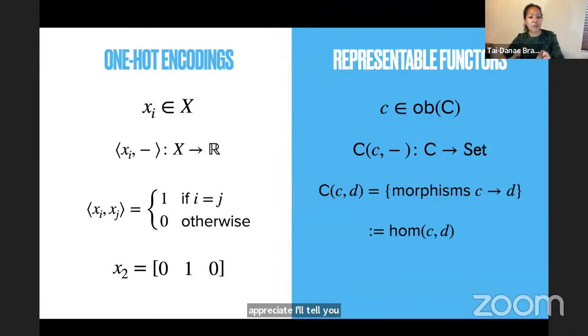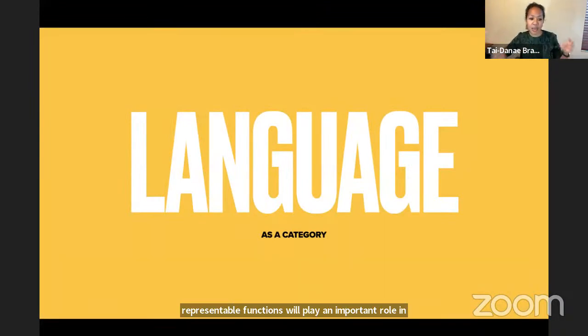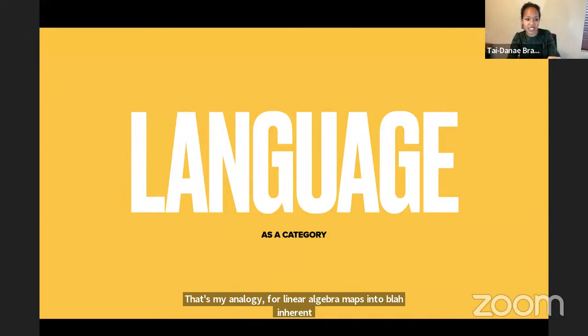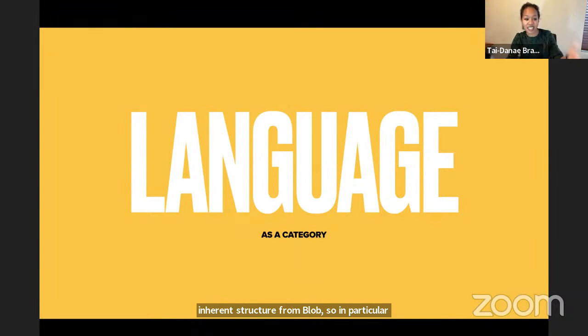I'll tell you why later, not now, but I like to think of representable functors as analogous to these one-hot encodings, because just like any other vector is built up from one-hot encodings, similarly, any other copresheaf is built up from these representables, but we'll say that later. So I like this analogy. The reason I mention this is because these representable functors will play an important role in just a second. That's my analogy for linear algebra. Maps into blah inherit structure from blah. In particular, functions into the category set inherit really nice structure. Now let's see how this theme plays out in the context of language. Let me describe for you a category of language. We'll see that it's nice, but like a set, you can't really do much with it. So we're going to look at functors out of that category. Let me describe that for you now. It's very simple.